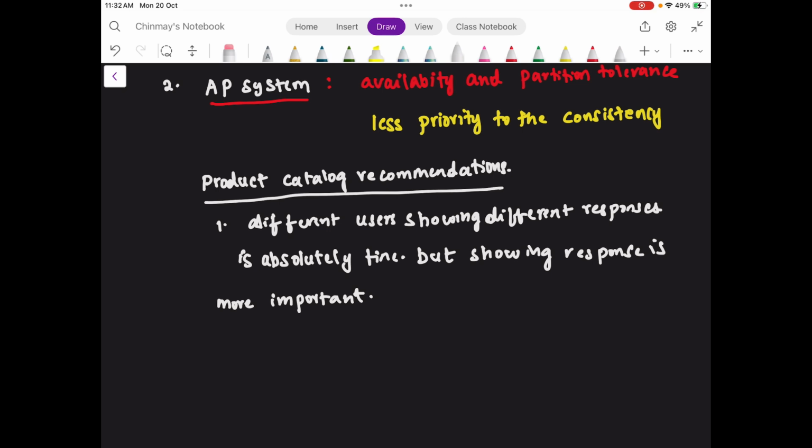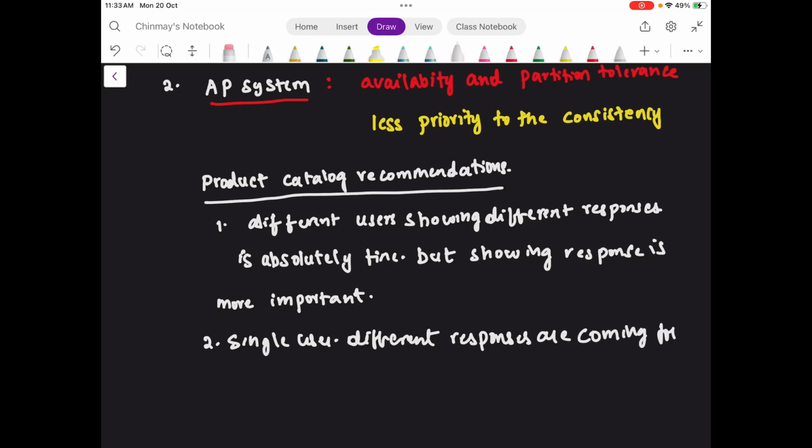Even for a single user, different responses coming each time is absolutely fine. So that's why AP systems are more preferred than the CP systems in the case of product catalog recommendations.